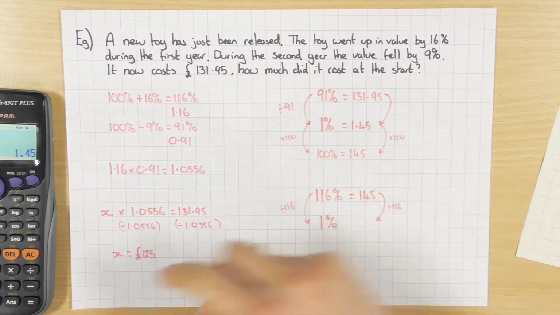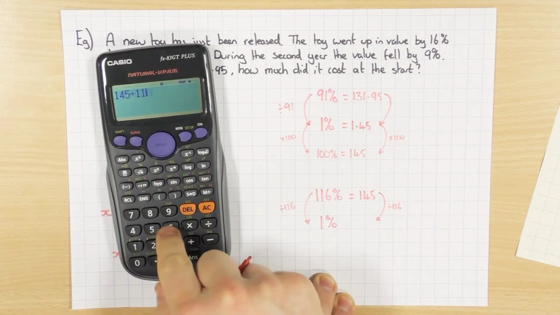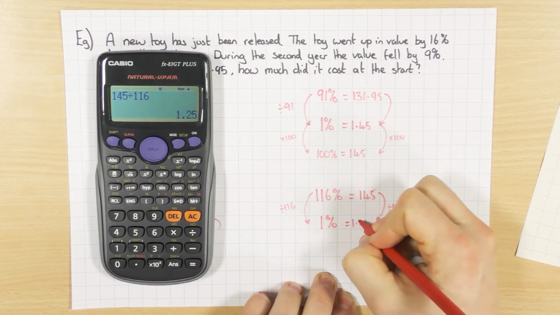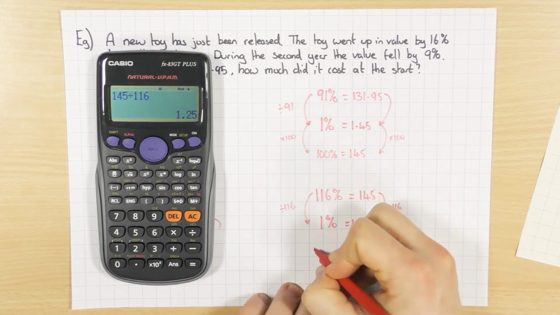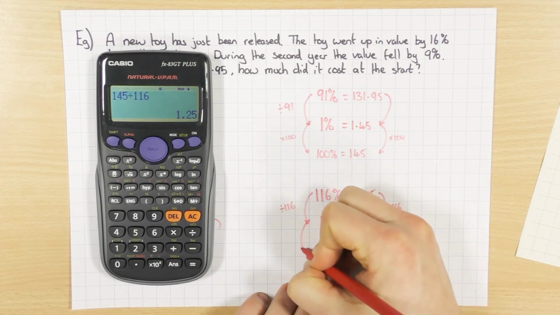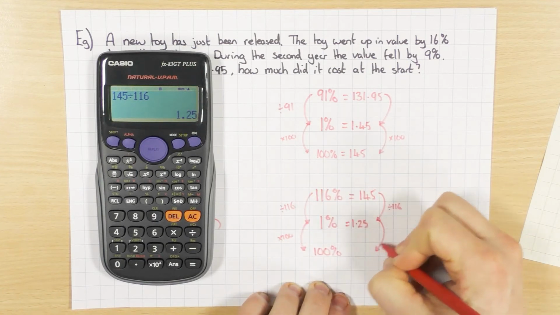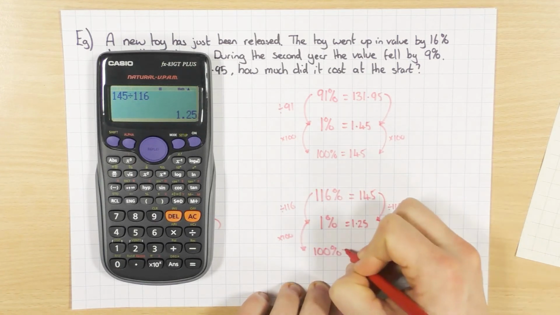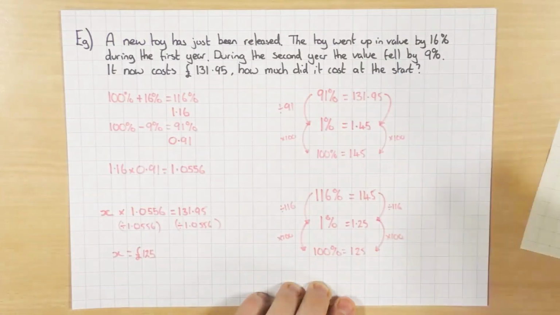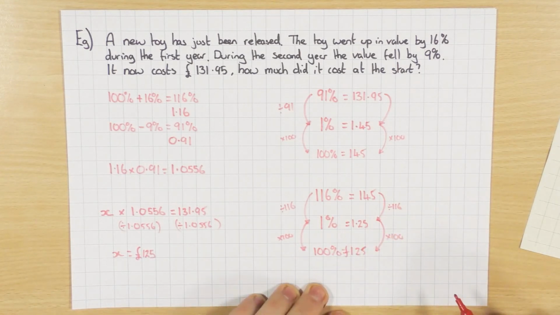Divide by 116. What do we get if we do that? 1.25. And obviously we want to know what it was at the very beginning, which was 100%. So I times by 100, which is 125. Okay, pounds. So again, either way, absolutely fine.